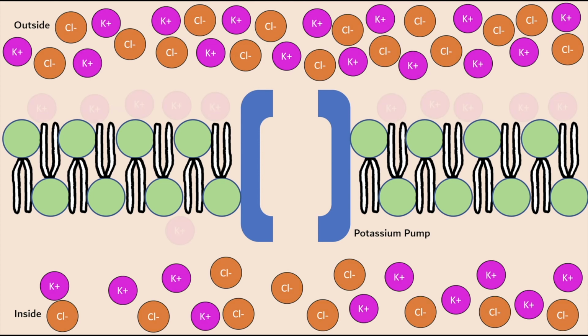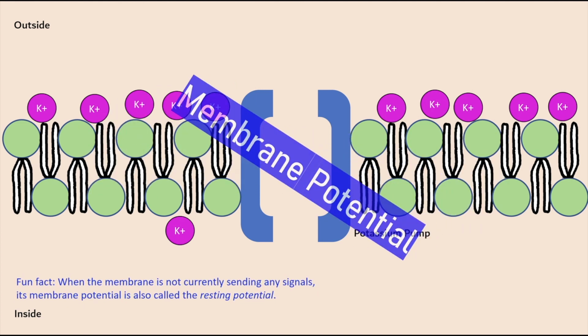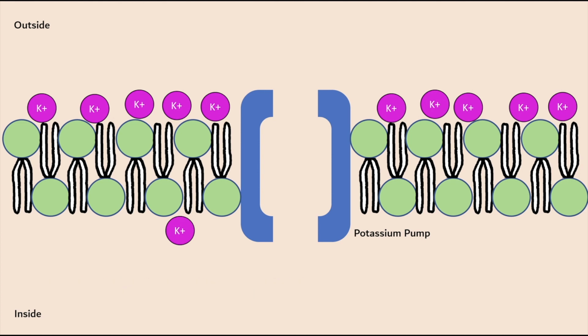However, small imbalances collect near the membrane on both sides, which causes an electrical charge to build up across the membrane. This voltage is called the membrane potential, and it is the charge that will eventually be sent as a signal. It's measured in millivolts, using the outside of the cell as the ground. So if the inside of a membrane was 40 millivolts less positive than the outside, the membrane potential would be negative 40 millivolts. That's not it though.